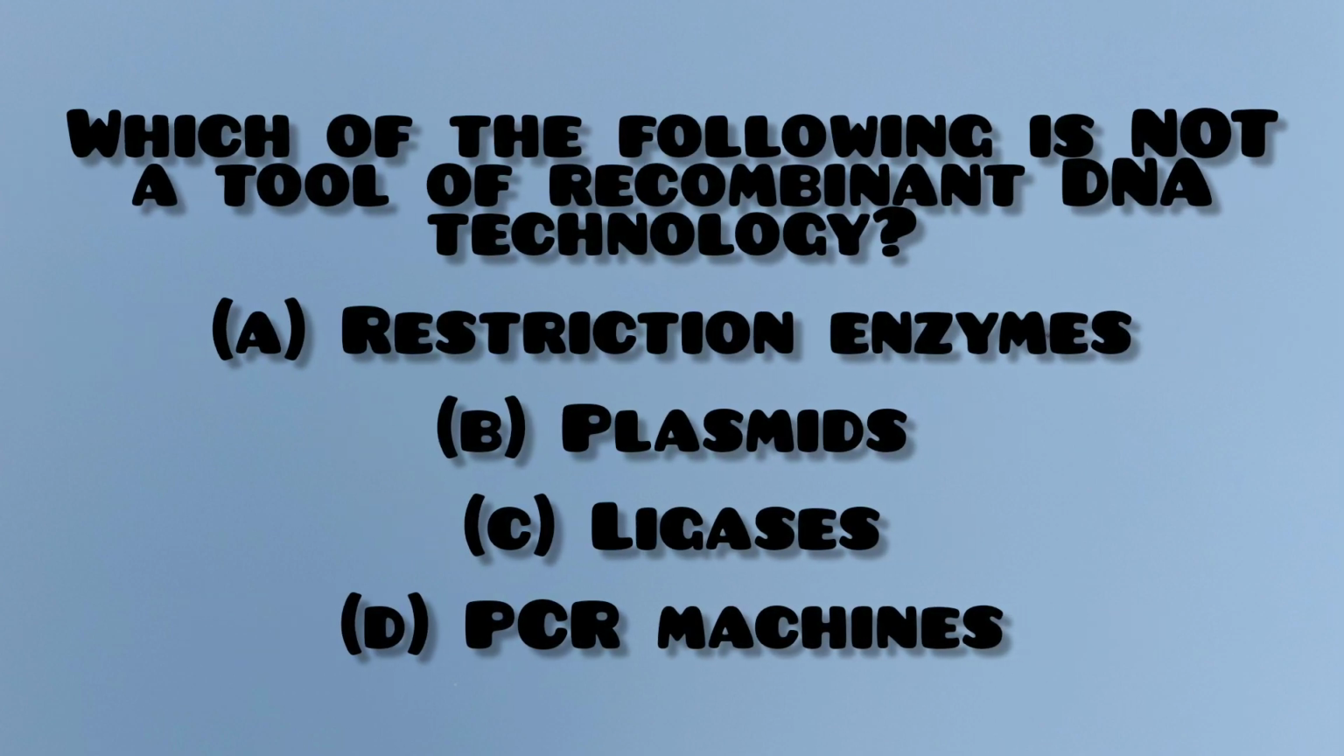The next question is, which of the following is not a tool of recombinant DNA technology? Options are restriction enzymes, plasmids, ligases, PCR machines. So the first option is very much correct. Restriction enzymes cut the DNA at specific points, and plasmid is also a vector. Ligases join the cut parts of DNA, and D, PCR, is used for DNA amplification, not for recombinant DNA, right? So the correct answer for this question will be PCR. PCR is not a tool of recombinant DNA technology. Yes, D is correct.